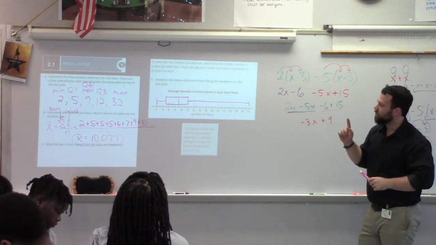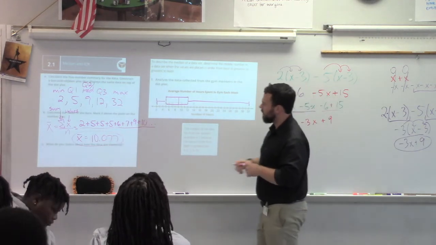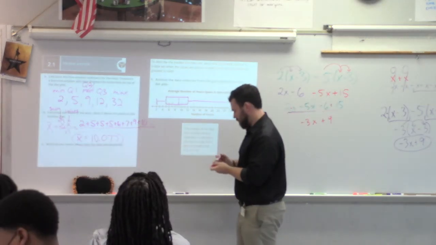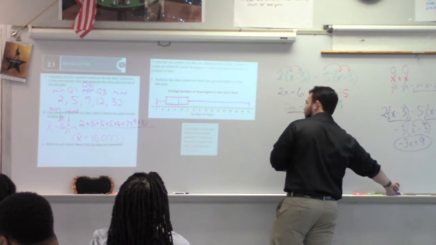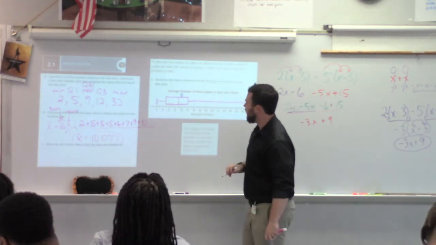Now what does it ask us to do? Mark X bar above the point on the number line. So that 10.077 would be roughly here, just above that 10.